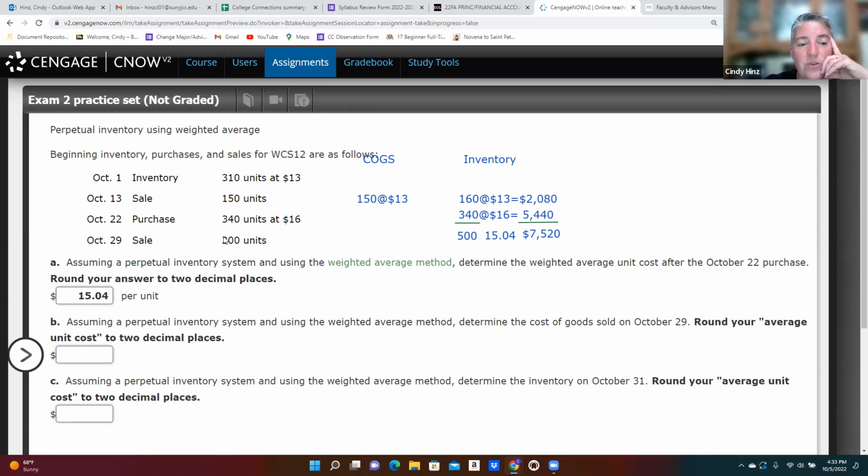Okay, so we had 500 units, we sold 200. And so those 200 that we sold on October 29th would be at that $15.04 per unit that we just calculated. That's going to be our cost of goods sold, and that's going to leave us with 300 units in ending inventory, again at $15.04.